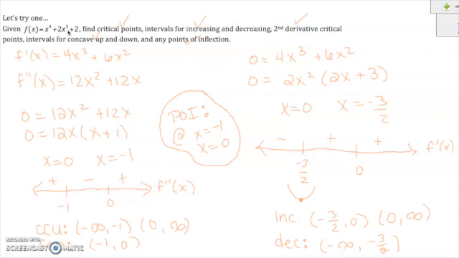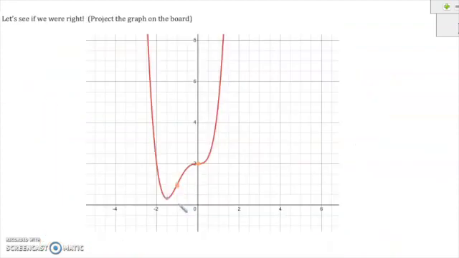I technically could plug those back in and get the actual values for those points of inflection. So let's see. If I plug in negative 1, that's 1 minus 2, which is negative 1. So that's (negative 1, negative 1) and (0, 2). Let's see if that was correct. Negative 1, 1, and 0, 2. Perfect. Okay, so that's everything that was being asked of me.